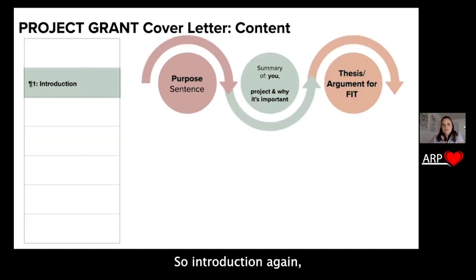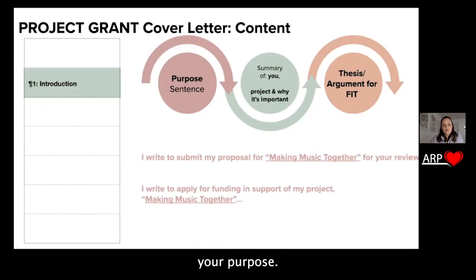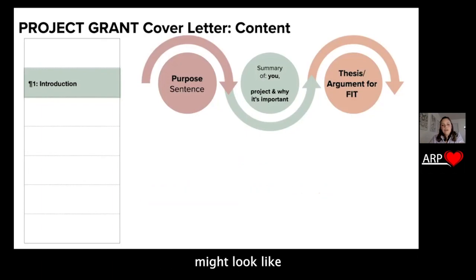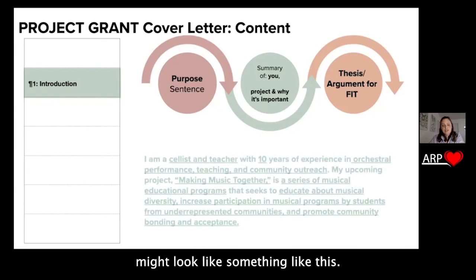So, introduction, again, 3-part. The only difference here is that instead of just summarizing you in that middle portion, you're also summarizing your project and why it's important, because you're asking for funding for that project. For your purpose sentence, I've given 2 examples here. So it might say something like, I write to submit my proposal for the name of your project for your review, or I write to apply for funding in support of my project, name the project.